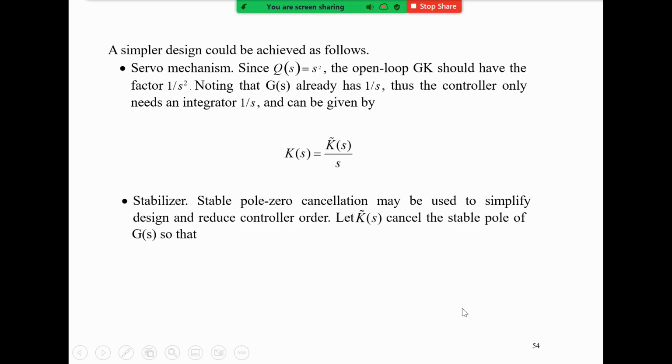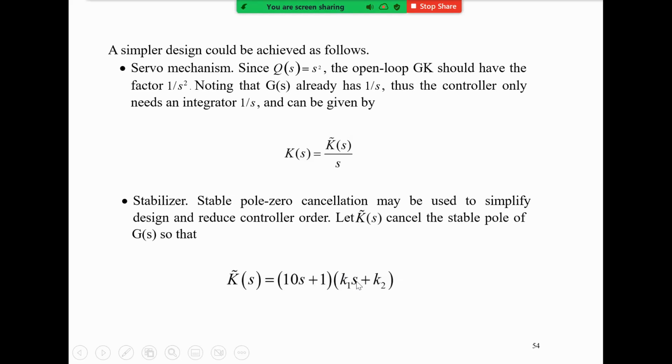Now, then we try to stabilize the whole plant. Once again, whenever you have a stable factor in your plant, you try to use some cancellation to simplify the design. So we say, because 10s plus 1 is a stable factor in the transfer function of the plant, we put it inside this k tilde to cancel out.